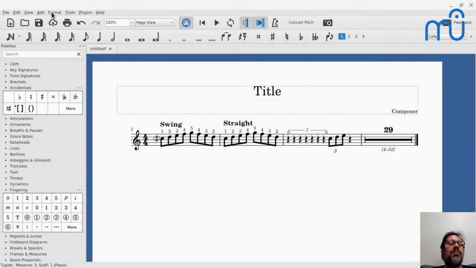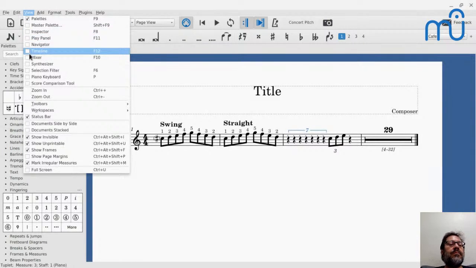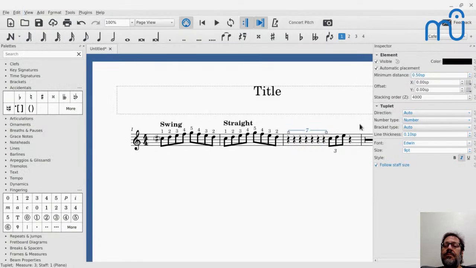You can also control, let me bring the inspector back. You can control whether that number shows just as a number or as that ratio, 7:2. So there it is. The number type is whether you want just the number or the full ratio or nothing. You can have nothing if you want. So yeah, tuplets are another thing that we deal with that has to do with numbers, and so that's another thing that I wanted to talk about.